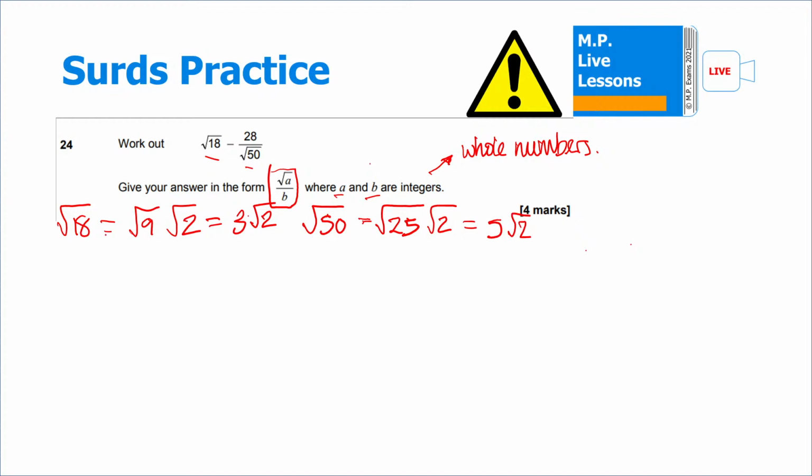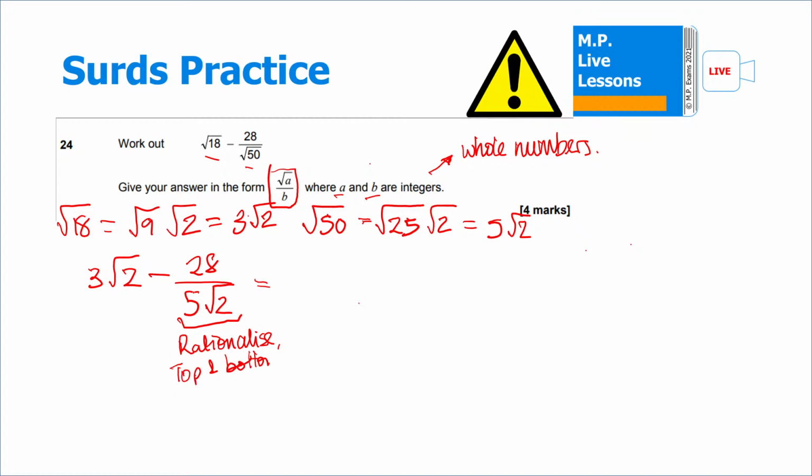So if you rewrite the question, we get 3 root 2 minus 28 divided by 5 root 2. An idea now could be to rationalize this here. So multiply the top and bottom by the square root of 2. So we get, in the end, 3 root 2, so we leave that the same, minus 28 root 2 divided by 10.